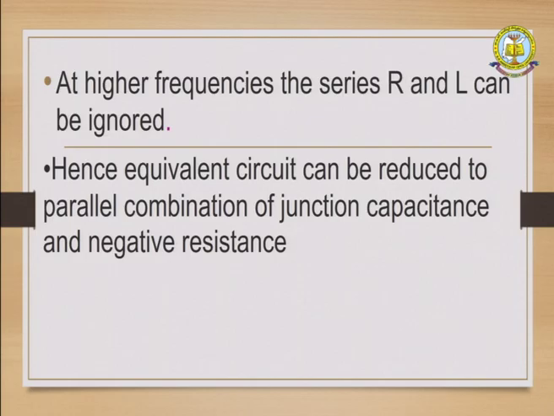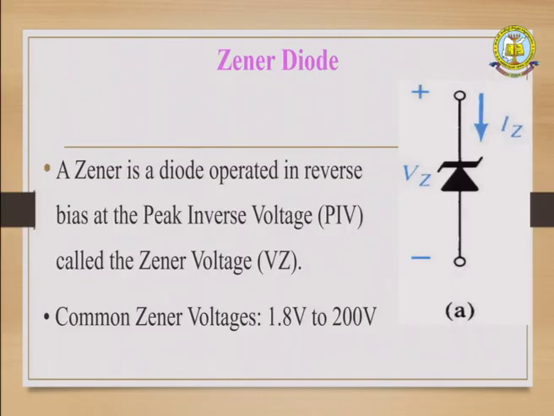So next, it is reduced to the parallel combination of the junction capacitance and negative resistance. So this is only the tunnel diode. After that, the second one is the Zener diode. With the Zener diode, you mostly calculate the breakdown voltage.